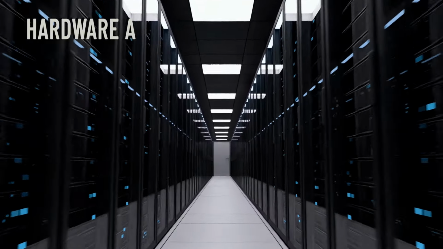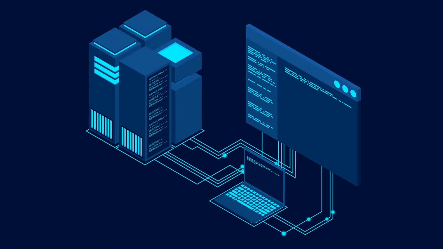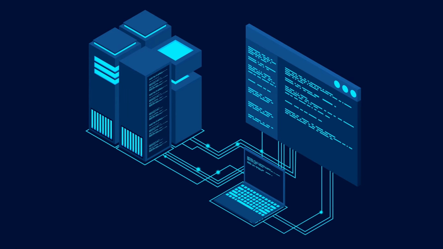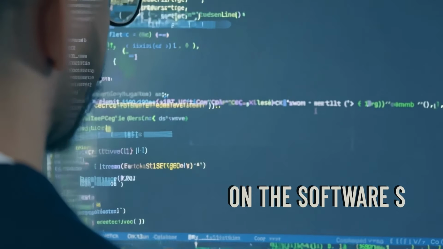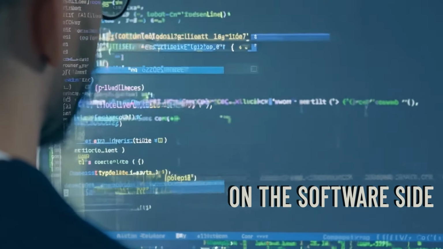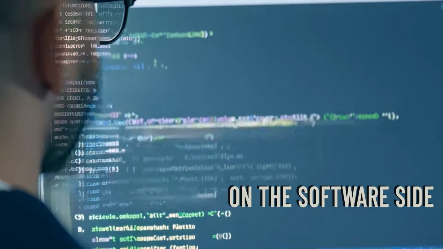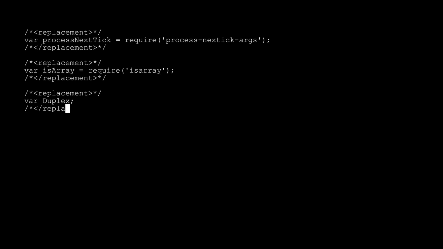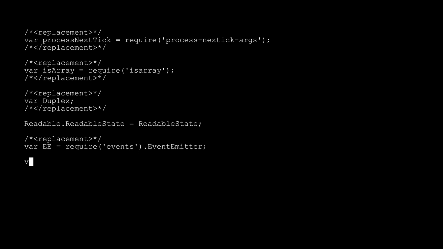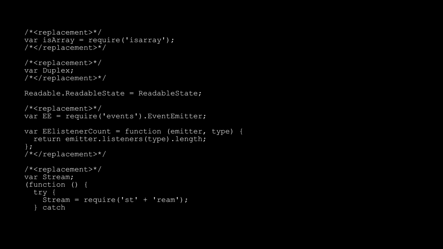Now, let's talk about the hardware and software behind ChatGPT. ChatGPT runs on some of the most advanced computing infrastructure in the world. On the software side, ChatGPT is based on the Transformer architecture, which is key to its ability to understand and generate human-like text. This architecture enables it to process vast amounts of data and learn complex language patterns. The model is trained on a wide range of internet text, but it doesn't know specifics like private user data unless shared during conversations.